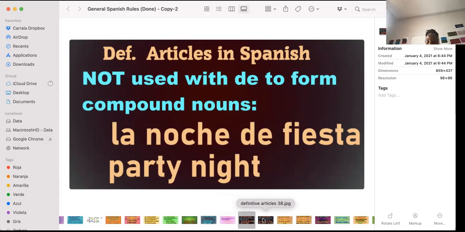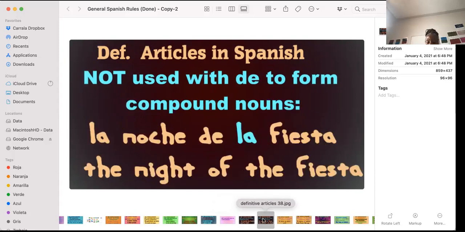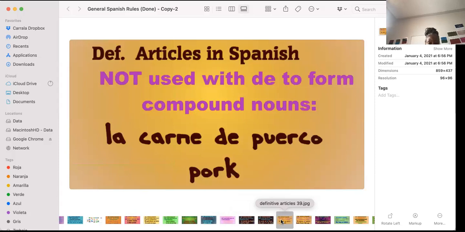But the minute that you put the article in Spanish, the meaning changes. It's a very subtle difference, but there is a difference. The night of the fiesta, of the party, or fiesta. We say both in English. Same here. Not used with the to form compound nouns.